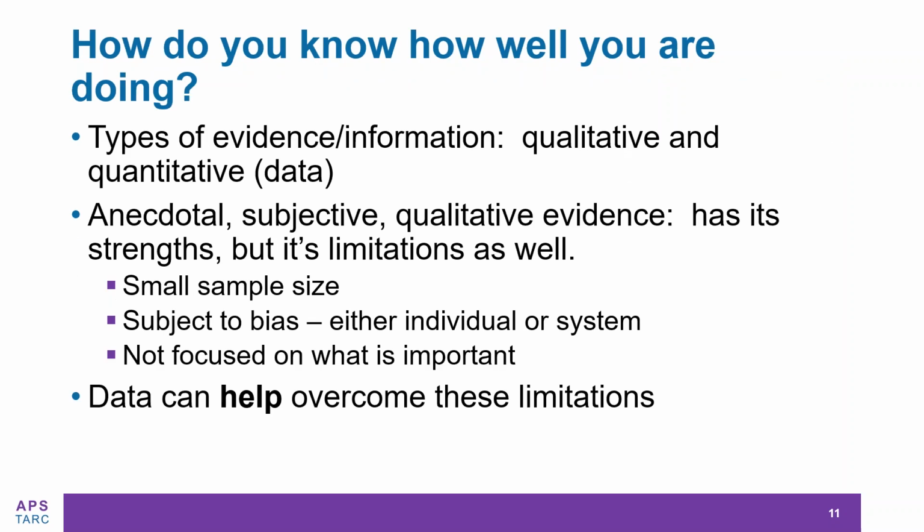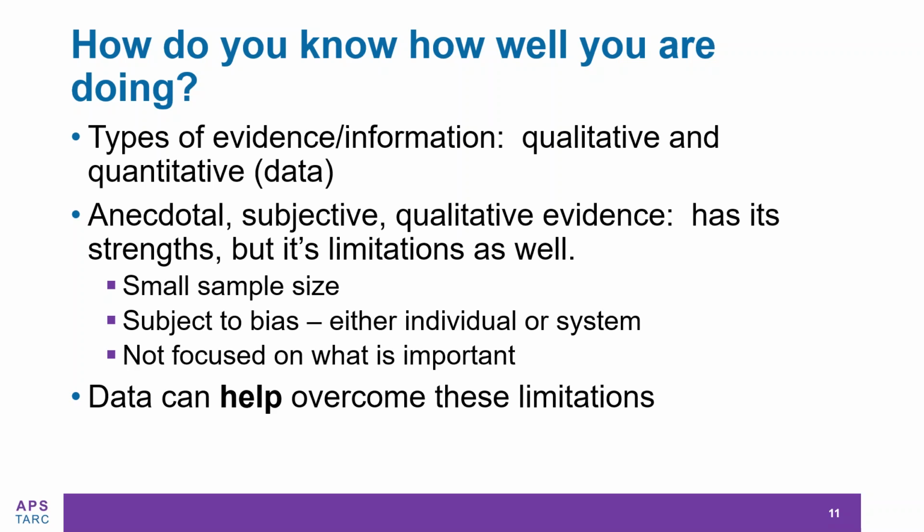So a basic question in human services that we all struggle with is knowing how well we are doing in terms of doing a good job for our clients. And there are different types of evidence or information that you can look at. You can think about it in terms of qualitative information as well as quantitative information, quantitative, of course, being data. Qualitative evidence tends to be anecdotal and subjective, and it has its place. It has its strengths, but it also has some limitations.